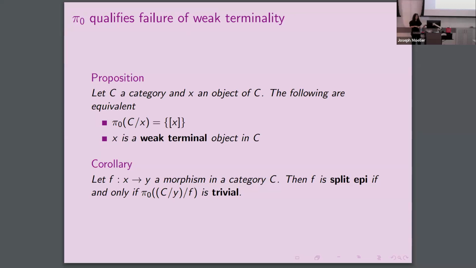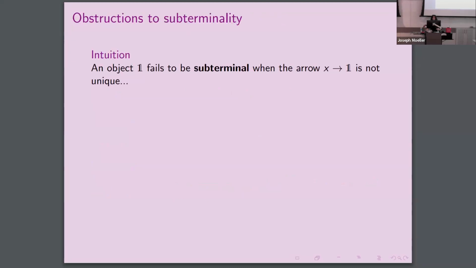So it qualifies failure of an object to be weak terminal, because it is trivial, in the sense that it's equal to the trivial abstraction, if and only if x is weak terminal. This specializes also to qualifying failure of a morphism to be split epi. It is enough to compute pi0 of the slice on a different category. Okay, weak terminality is fixed here, we can now turn to subterminality.